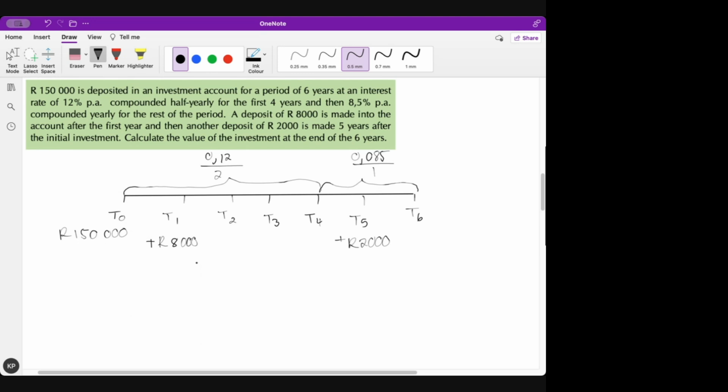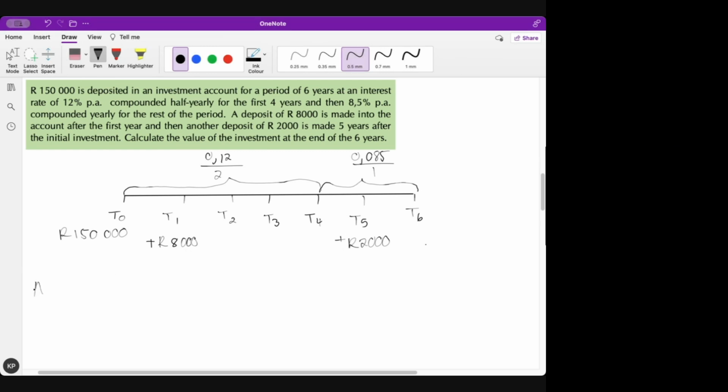So you say the 150,000 over the 6 years plus the 8,000 over the 5 years, because the 8,000 was added after the first year. So it's 8,000 for 5 years plus the 2,000 Rand for the last year. So it's basically 3 separate calculations that we are adding. Does that make sense? So let's get started.